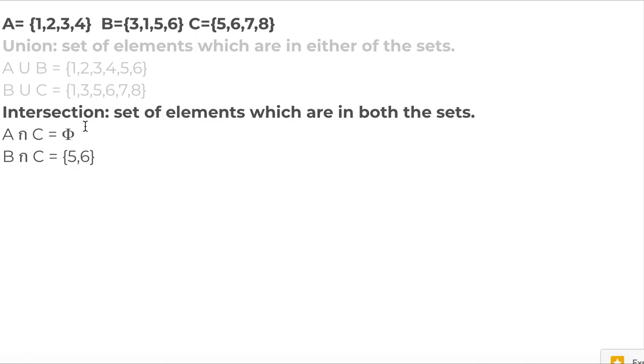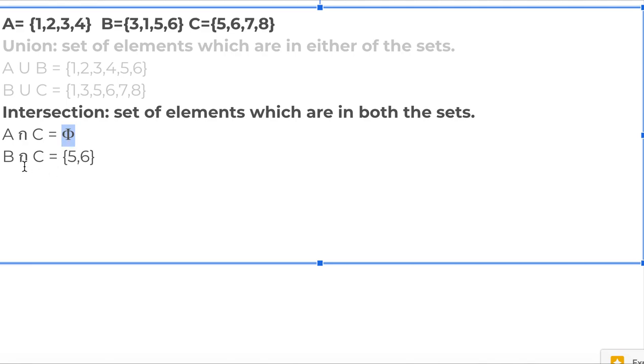Let's look at intersection. So intersection is in both the sets. Elements in both the sets, that is the common elements of A and B. So A and C do not have any common element, so the intersection is empty. All the common elements of B and C are 5 and 6.